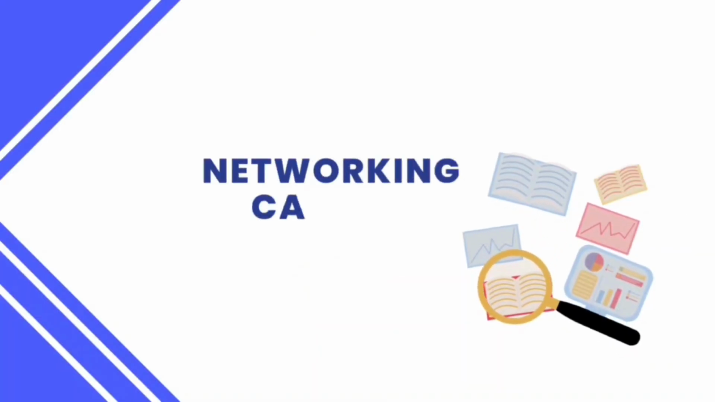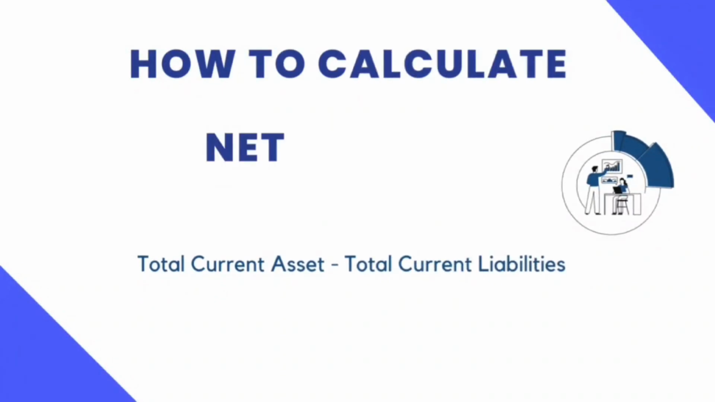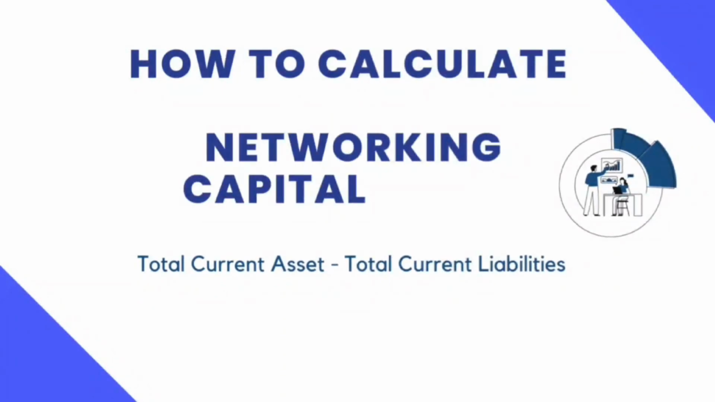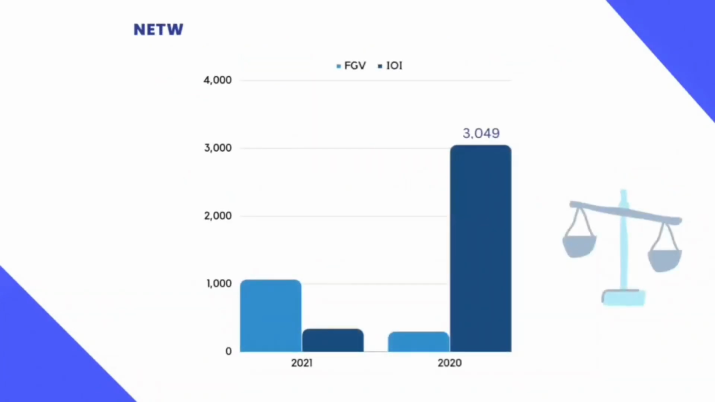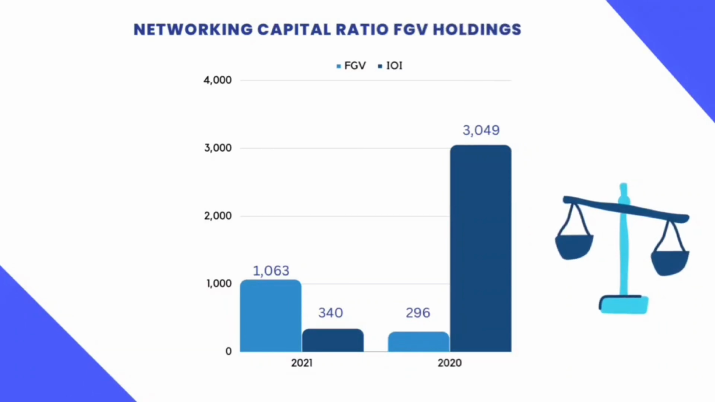Moving on to net working capital. To calculate net working capital ratio, it indicates the amount of total current asset minus the total liabilities. As we know, in 2021, IOI decreased from 3,049 to 340. Meanwhile, FGV increased from 296 to 1,063. It means FGV had a poor short term to paying its debt and conversely, IOI has more than enough to cover its short-term debts.